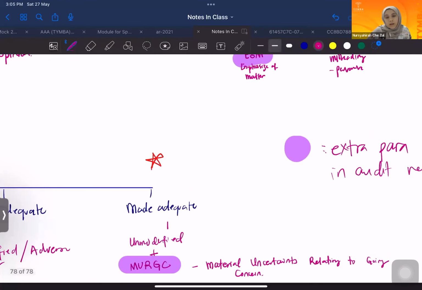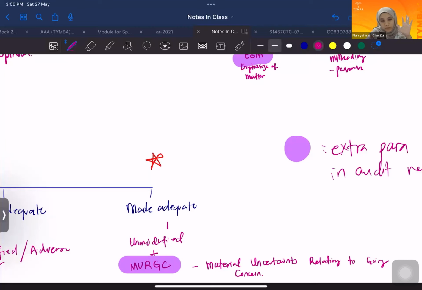Next, this one is again examiner's favorite. Made adequate, meaning that your client, they know that they have to disclose, and they have disclosed, and surprisingly, it is adequate. So auditor is very happy. Auditor is going to issue unmodified opinion together with the MURGC paragraph. Material uncertainty relating to going concern. So basically, we are going to communicate to our user saying that please refer to the notes number blah blah blah in FS, where the company has disclosed MU, material uncertainty relating to going concern. And then auditor puts in whatever they want to communicate.